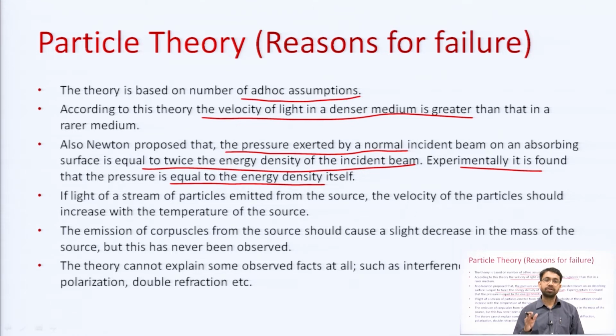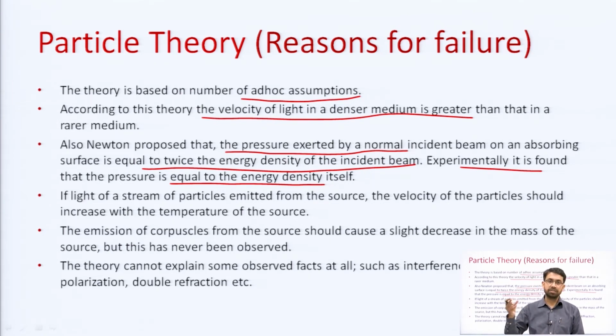So, velocity of light does not depend on the temperature of the body, but if it is a particle, then it must depend. Another reason: if any source is emitting particles, then there should be a certain decrement in the mass of that light source. For example, if a light bulb is emitting light rays in all directions 24/7 for 1 year, there should be a slight decrease in the mass of that bulb, but it is never observed.